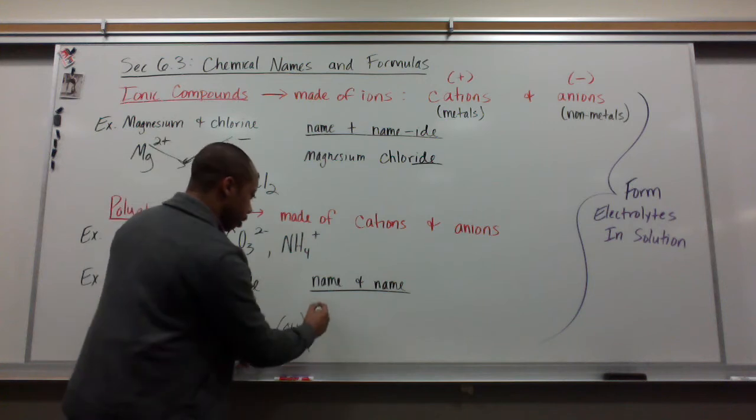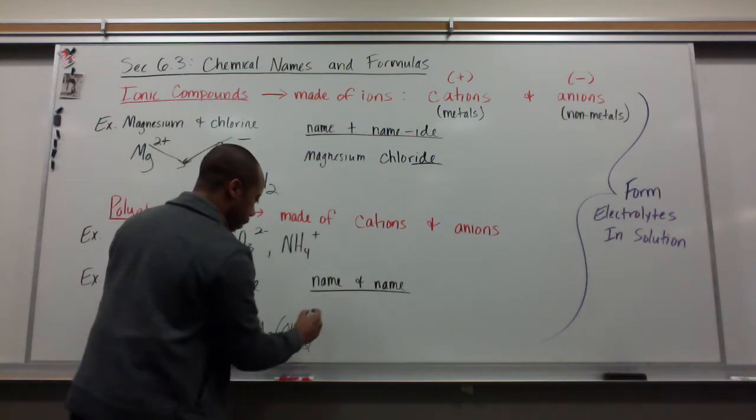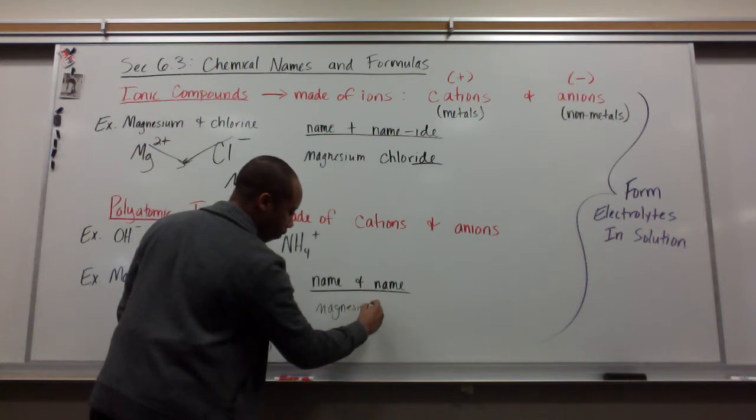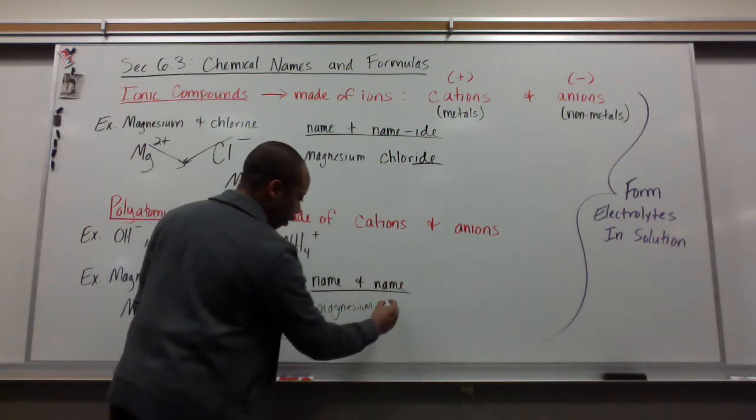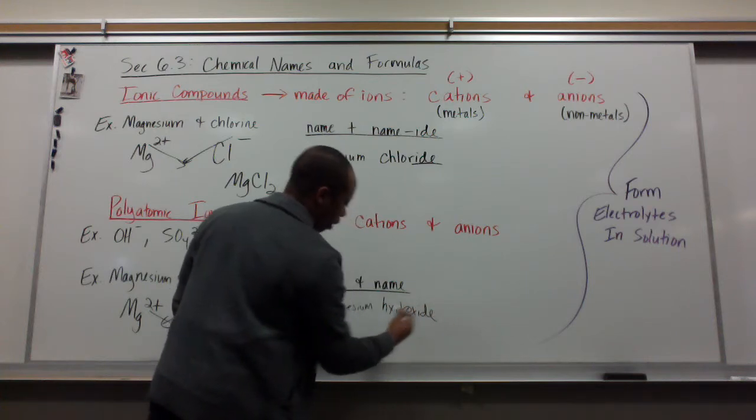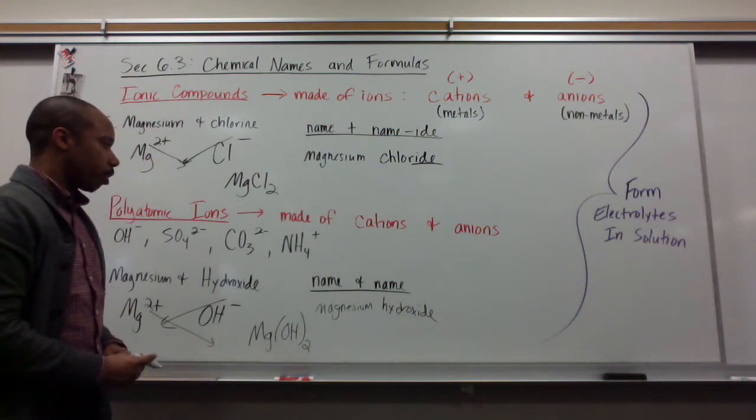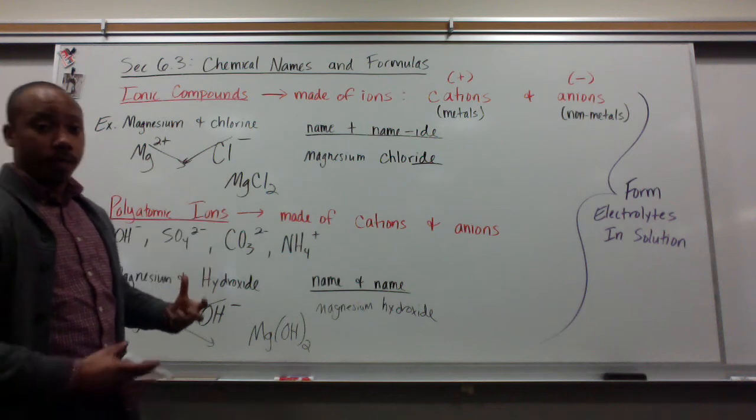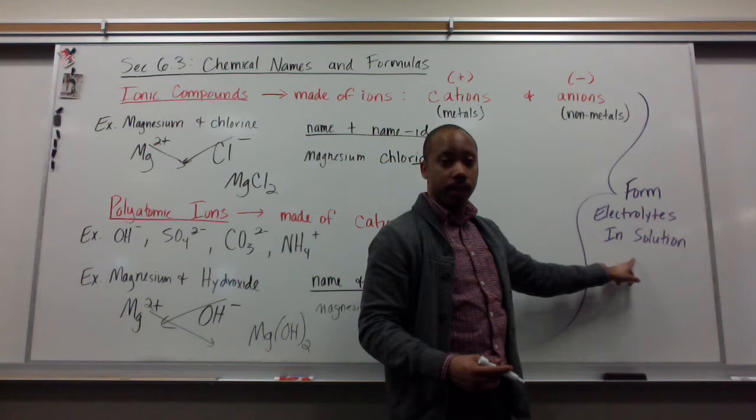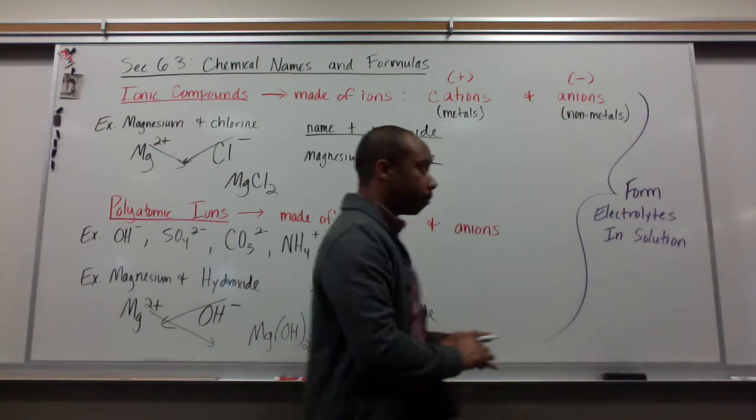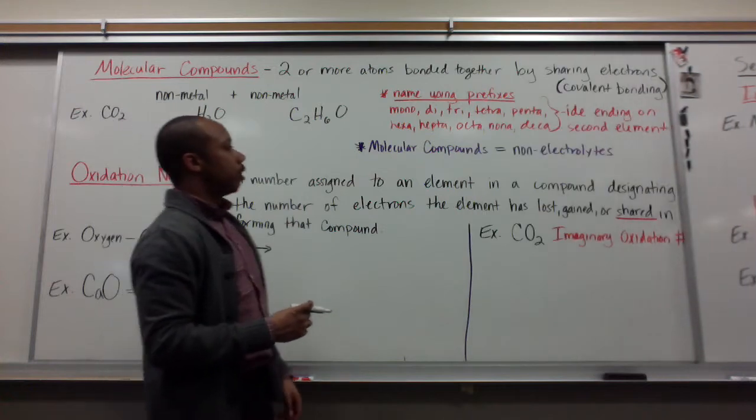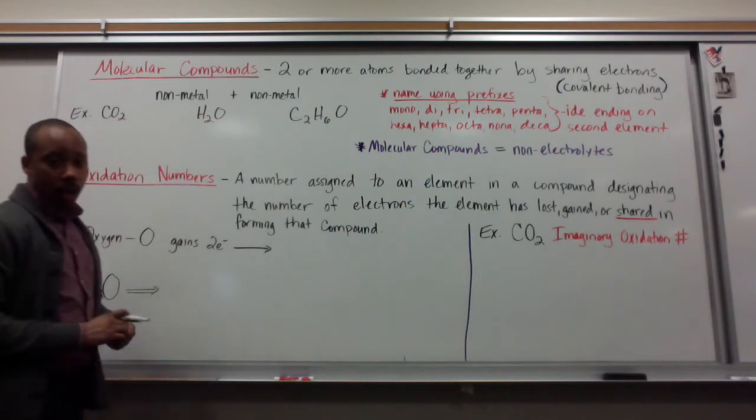And we name this name and name. So we take the name of 1, magnesium, and we add to it the name of the other one, hydroxide. This is with polyatomic ions, magnesium hydroxide. When ions are dissolved in a solvent, they form electrolytes when they're in solution. Remember that. Now, if we don't have ionic compounds, we've talked about molecular compounds.